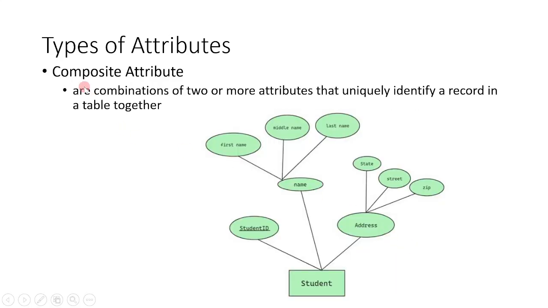Then the composite attribute. Composite attributes are combinations of two or more attributes that together uniquely identify a record in a table. In this example, the composite attributes are the name and address. As you can see here, our address is still subdivided into, since this is in the US, the state, street, and the zip code. And for the name, we have the first, the middle, and the last name. Again, these are the composite attributes.